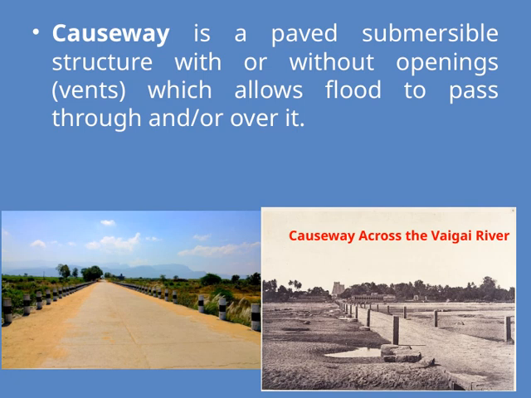Essentially, a causeway is a paved, submersible structure that can include openings or vents. These openings are important because they allow floodwaters to pass through or over the structure safely. The design helps manage water flow and reduces the risk of flooding or erosion around the area. Specifically, in this context, we're focusing on the causeway across the Vegi River. This structure plays a crucial role in controlling water movement, especially during heavy rains or flood conditions.